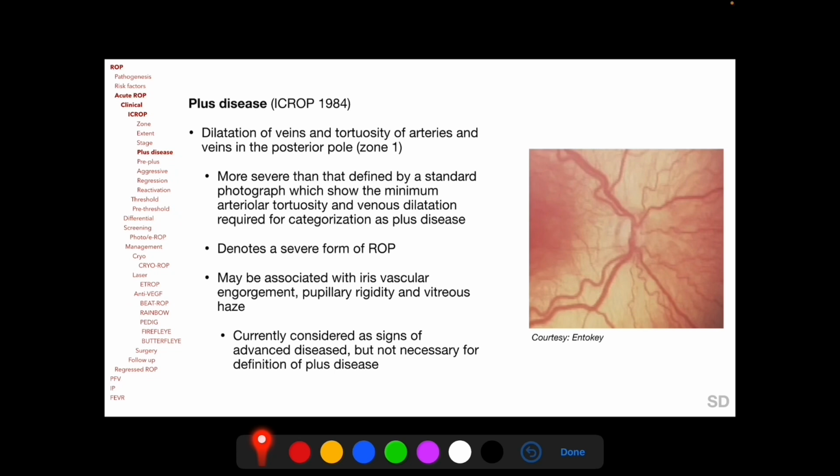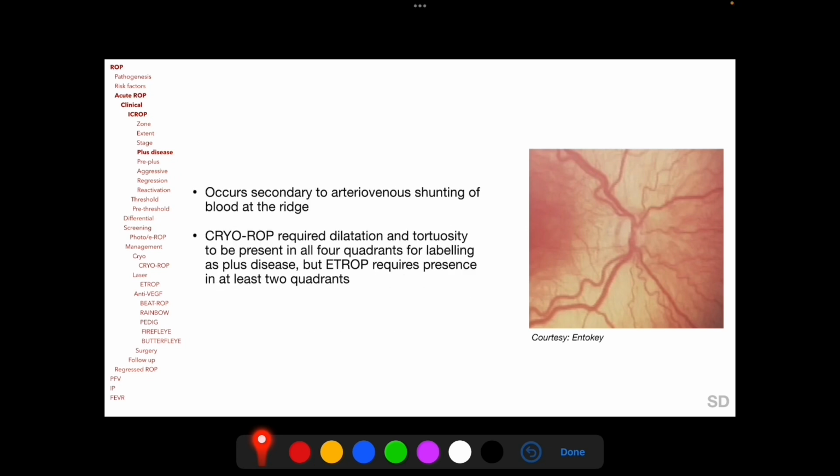Plus disease denotes a severe form of ROP but should be differentiated from aggressive ROP. Plus disease may be associated with iris vascular engorgement, pupillary rigidity and vitreous haze, and these signs are currently considered as signs of advanced disease but are not necessary for the definition of plus disease. Plus disease is said to occur secondary to arteriovenous shunting of blood at the ridge.